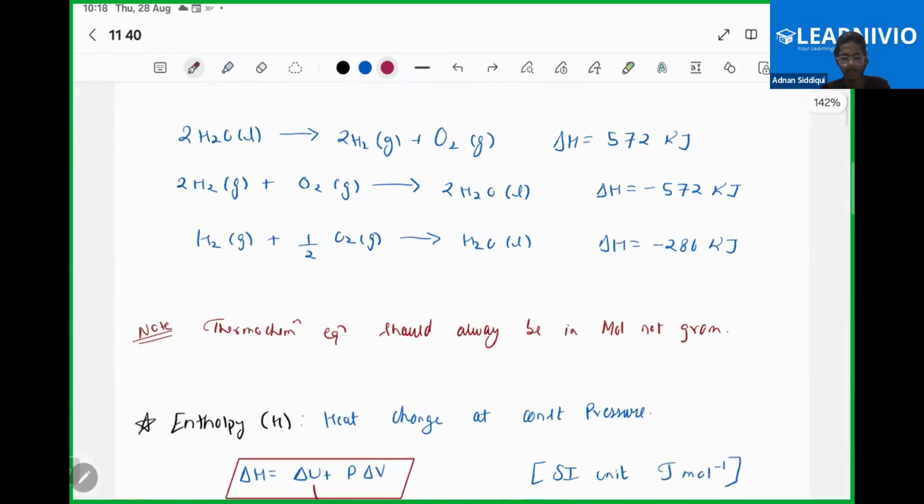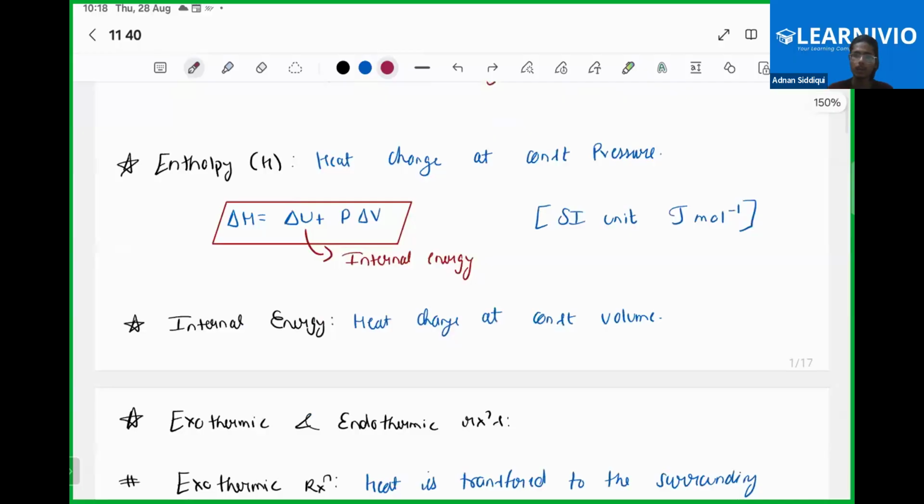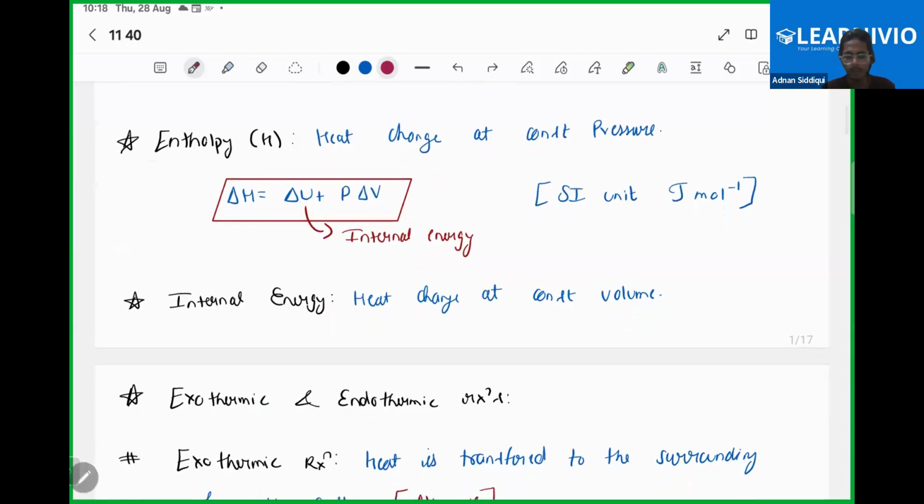Okay. Now, enthalpy, we have studied this in the thermodynamics chapter. Let us give a brief overview. So, what is enthalpy? Heat change at constant pressure. This formula we have converted from the first law of thermodynamics, right? What it says is your delta H is nothing but your delta U plus P delta V. P delta V is your mechanical work, right? This is the relationship between your enthalpy and internal energy as well. Right? This formula is important. We have already derived it in the previous chapter.